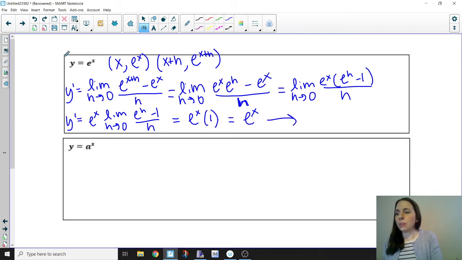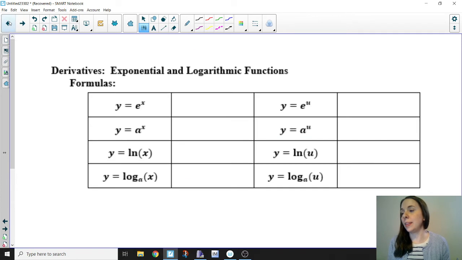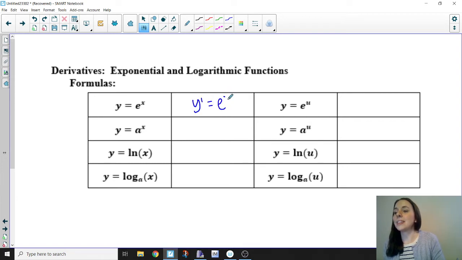Okay, so if y equals e to the x, what we just found was y prime equals e to the x. Oh my gosh, the derivative of e to the x is e to the x. Or another way you could say that is the derivative of e to the x is itself. I think that's pretty cool. Let's note it in our derivative table here. If we have y equals e to the x, what we just found is that y prime is also e to the x. Isn't that crazy?